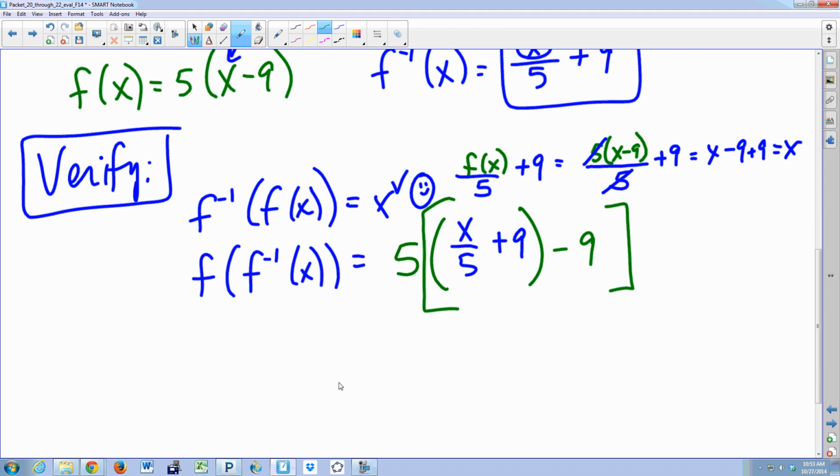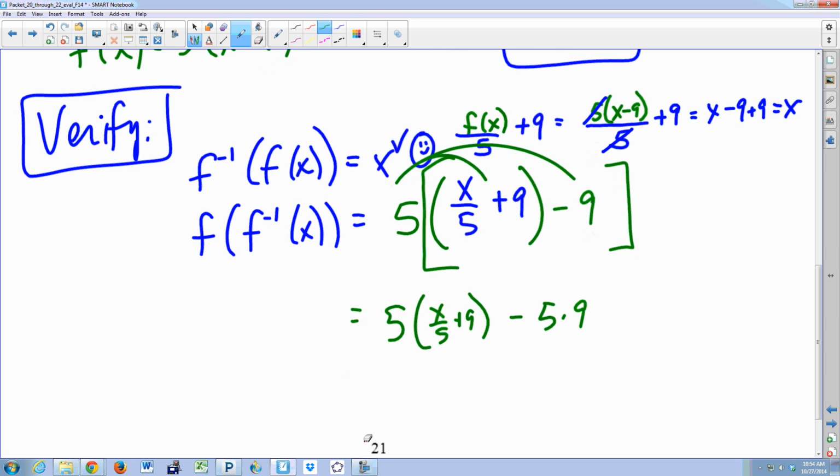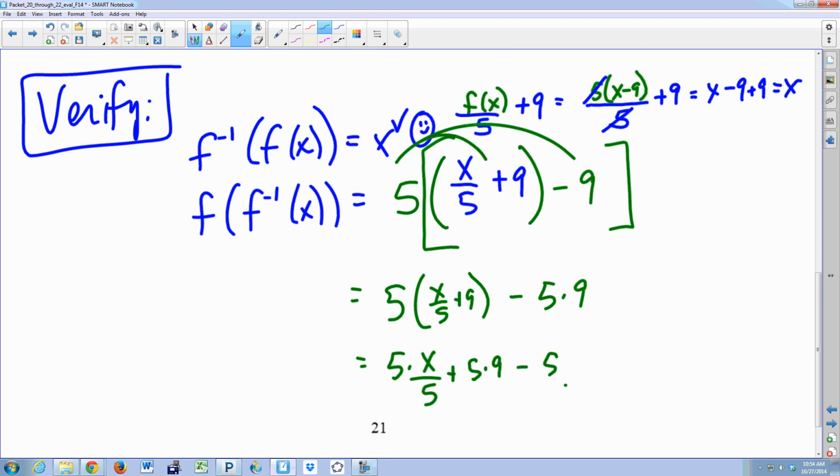So I have to do 5 times this first thing, 5 times x over 5 plus 9, and then I have to do 5 times 9. I have to use my distributive property. 5 times x divided by 5 plus 5 times 9 minus 5 times 9. My 5's cancel here to 1, and I get x plus 45 minus 45, and I'm back to x.